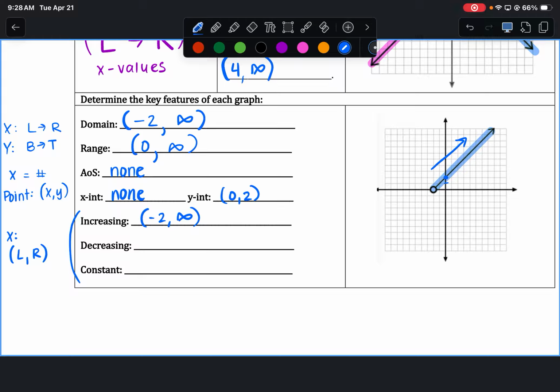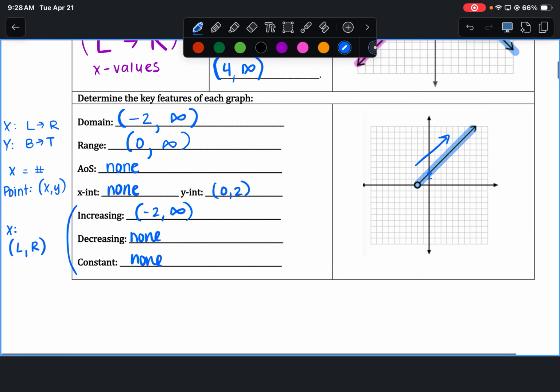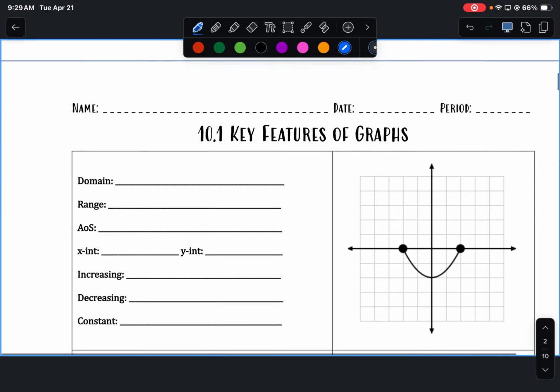Does this graph ever decrease? No. Is this graph ever constant? So that's how, if it's not decreasing, you put none. If it's not constant, you put none. If it's not increasing, put none. So we're going to do a few more of these. All right. Now, let's go ahead and look at the next graph.